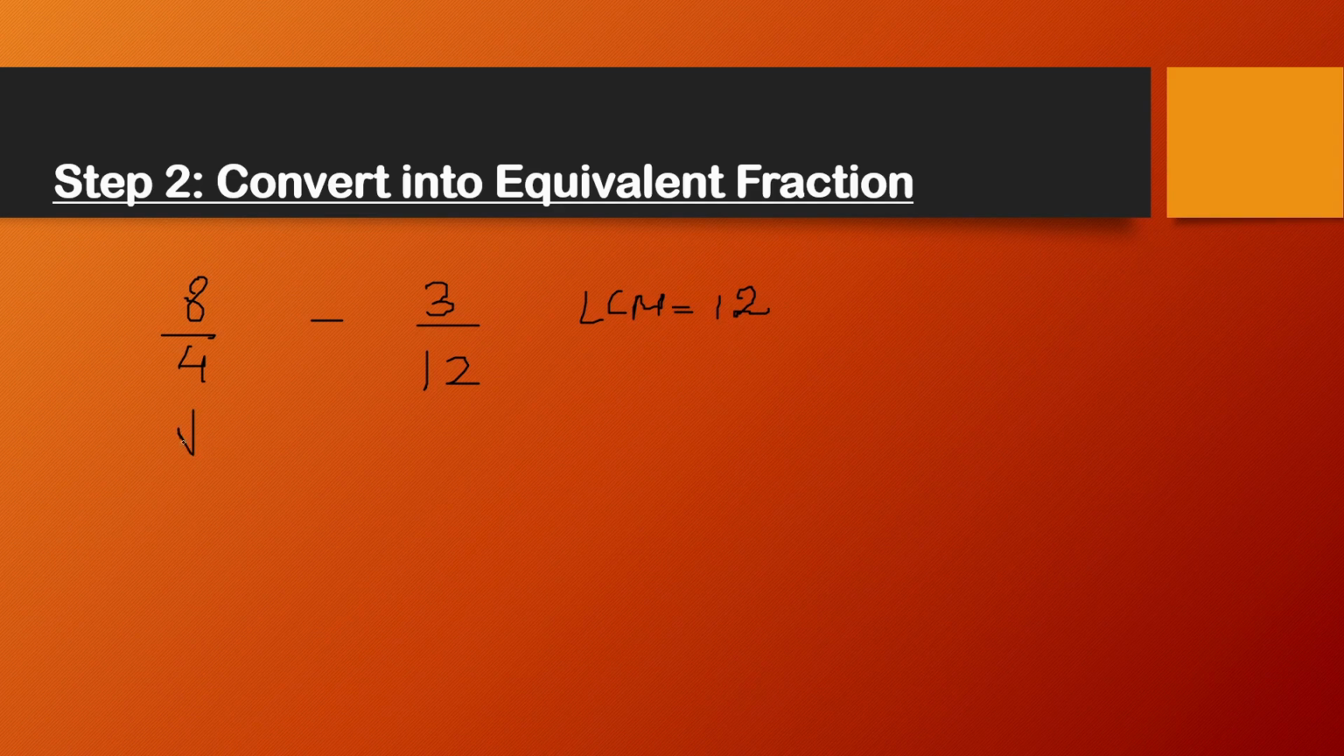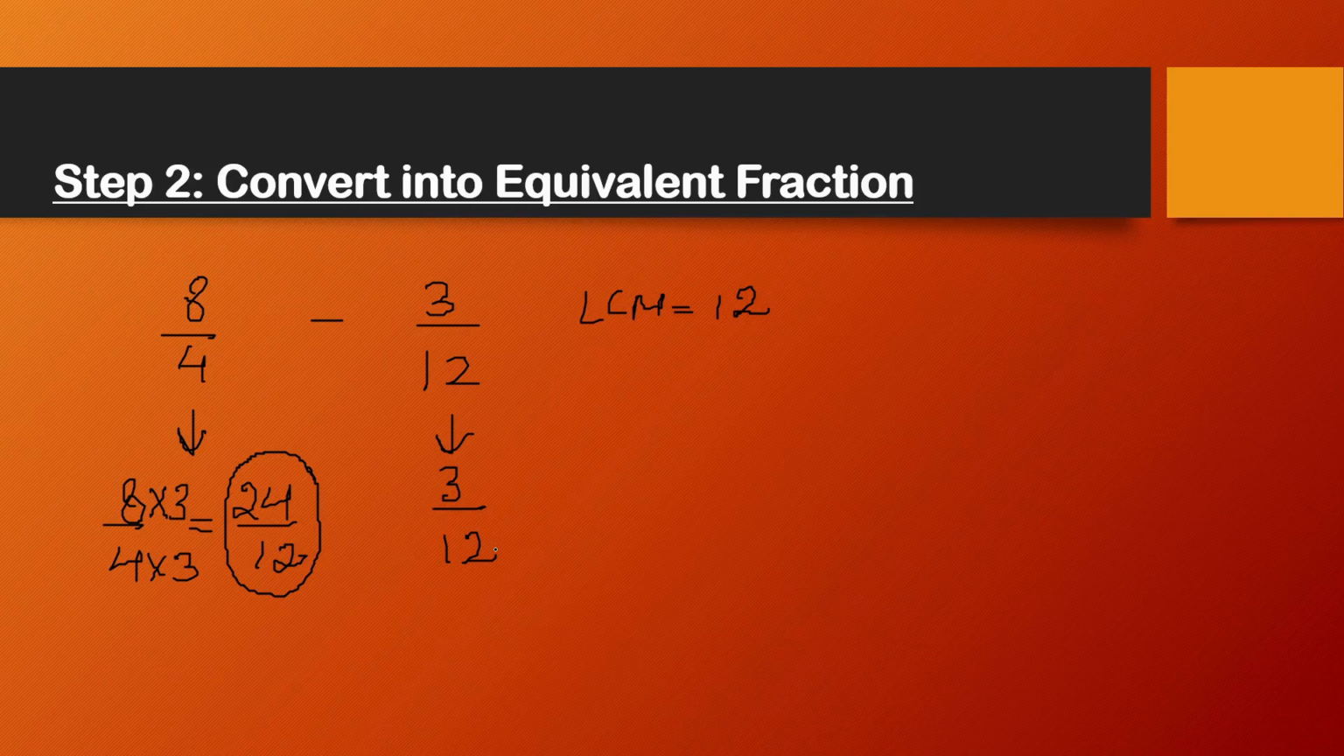So now we will convert this 8 by 4 fraction into an equivalent one having a denominator of 12. We will figure out what we should multiply with 4 to get 12. So 4 times 3 is 12. The same number is going to be multiplied with the numerator also. So 8 times 3 is 24. So the new fraction that we have got is 24 by 12. Whereas the second fraction, 3 by 12, already has the denominator 12. So we will not change this and we will keep it as it is.